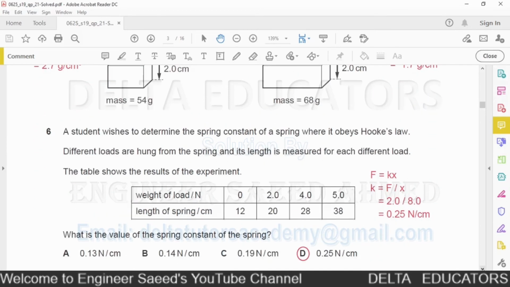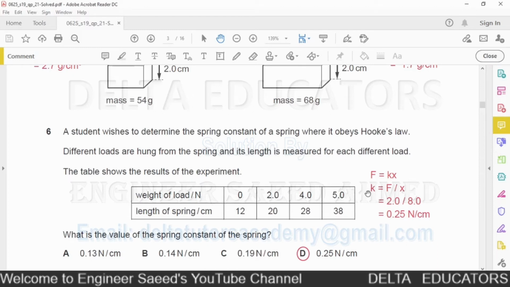Question number 6. A student wishes to determine the spring constant of a spring which obeys Hooke's law. Different loads are hung from the spring and its length is measured for each different load. The table shows the result of the experiment. Hooke's law is defined as extension is directly proportional to force, or F is equal to Kx, where K is the constant of proportionality, or it is called the spring constant. Now here we have to find out the value of the spring constant.